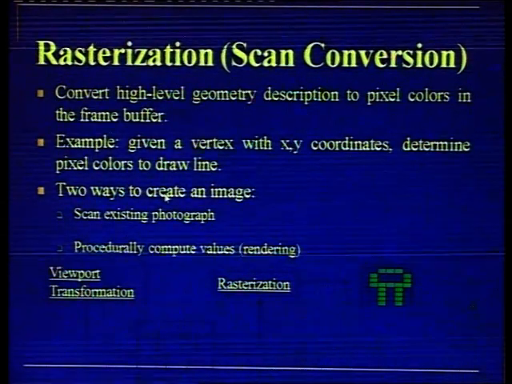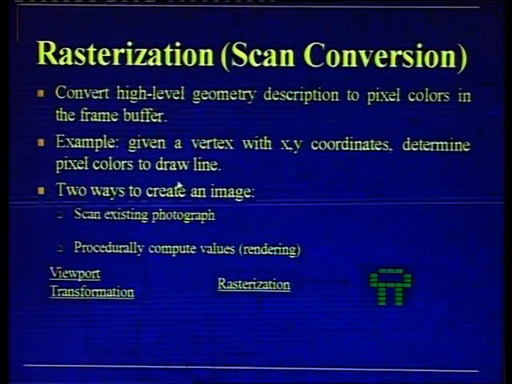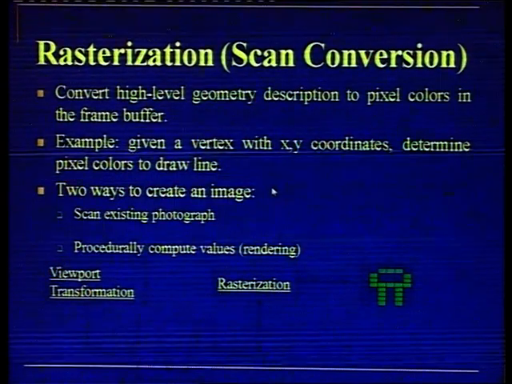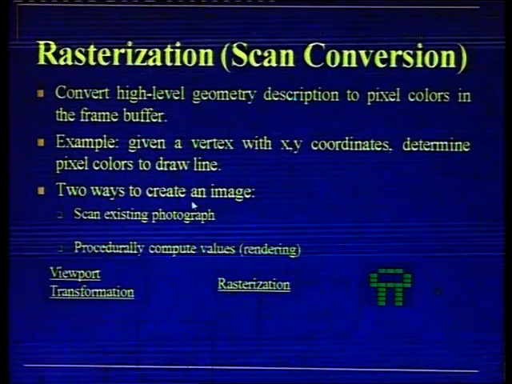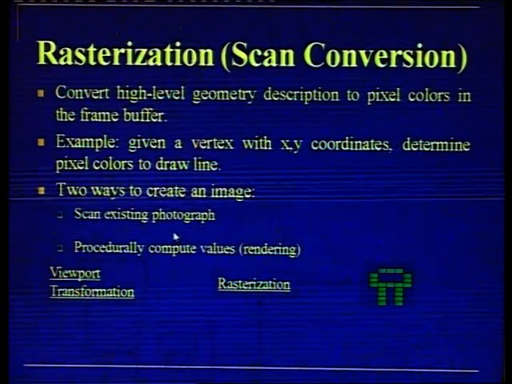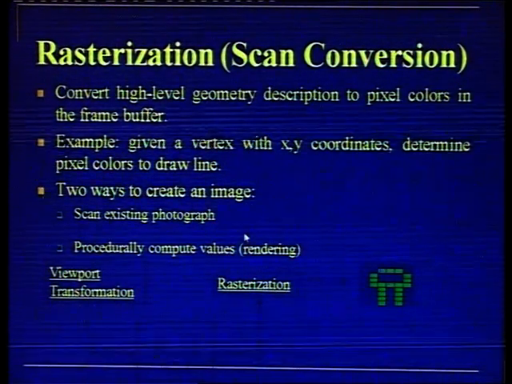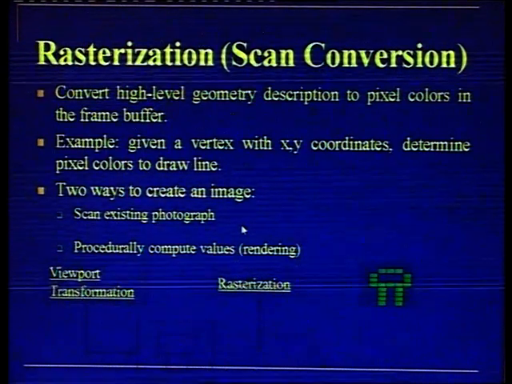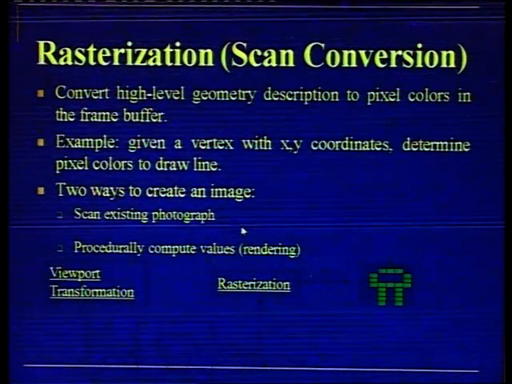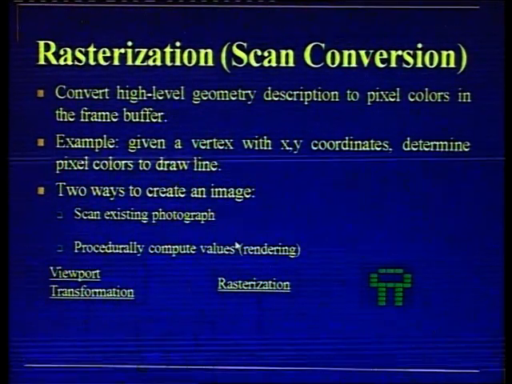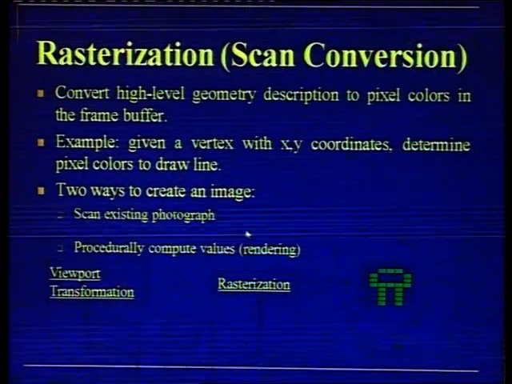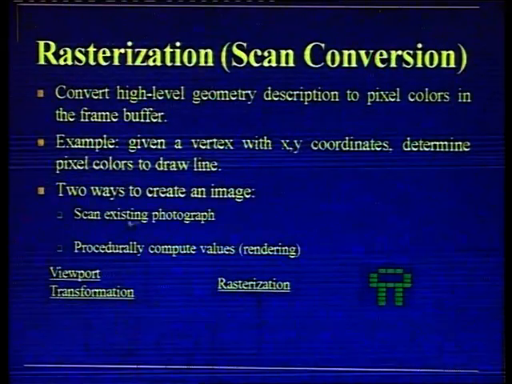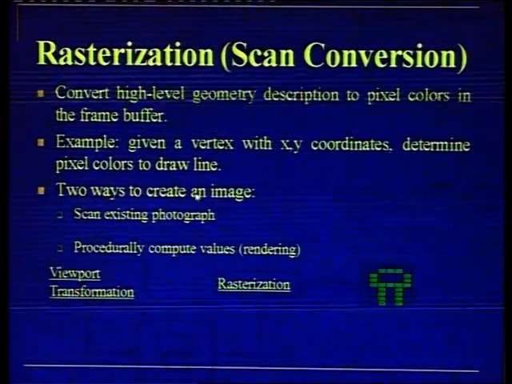There are two ways to create any image. First, we can directly scan an existing photograph by use of any scanning device, that may be a scanner, or photo cameras. We can directly input our existing photograph into our computer system. So this is one of the ways to create an image.